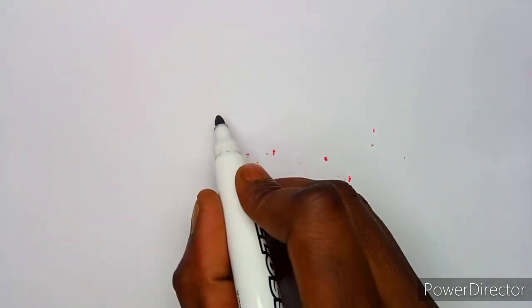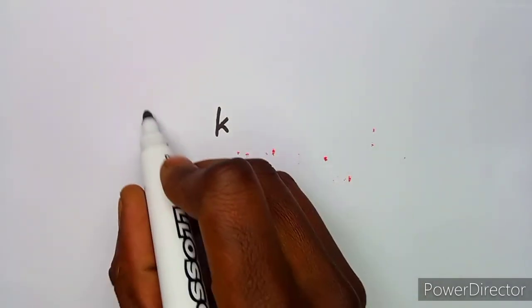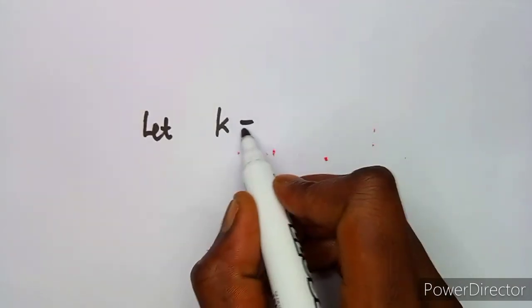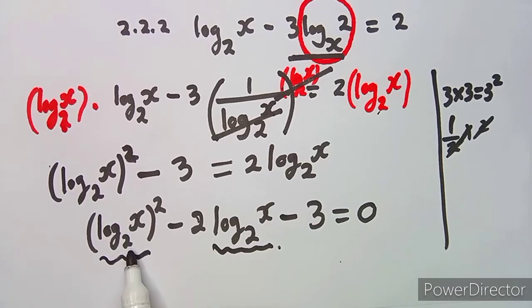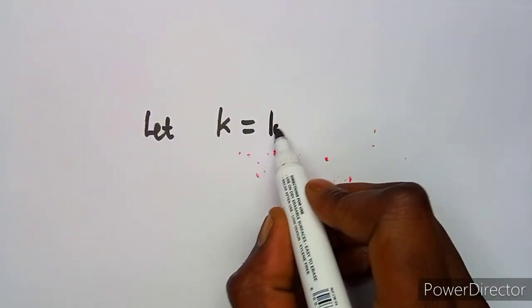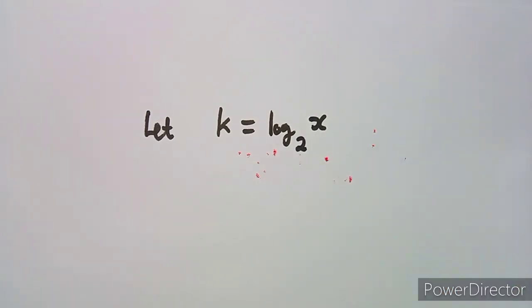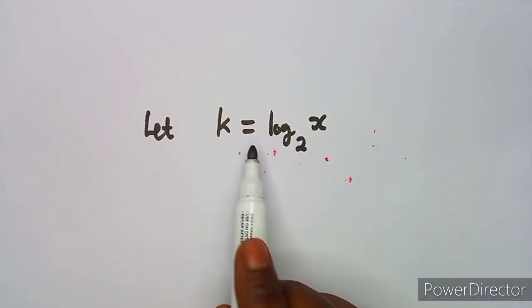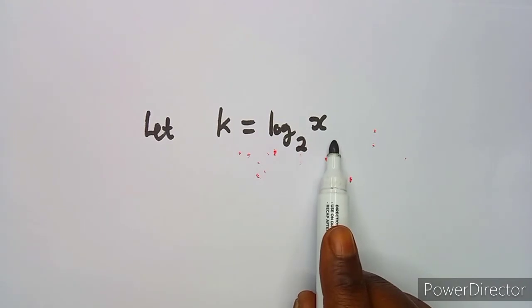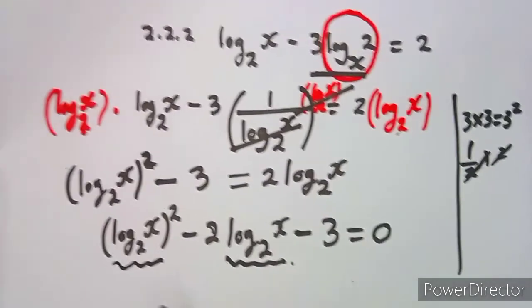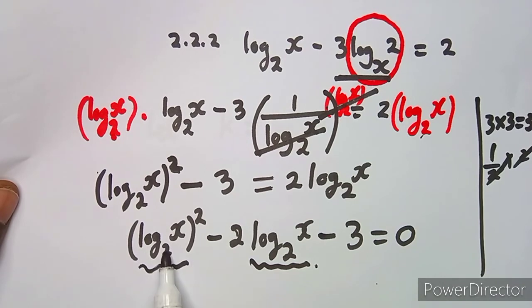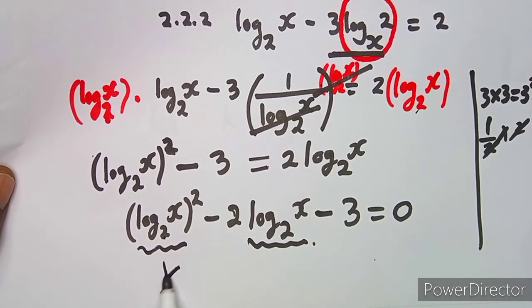Let k be equal to, I'm introducing the letter k in place of log x base 2. So let it be equal to log x base 2 like this. So the moment I say let k be equal to, it means in place of log x base 2, I'm now having a k there. But take note, it's raised to the exponent of 2.